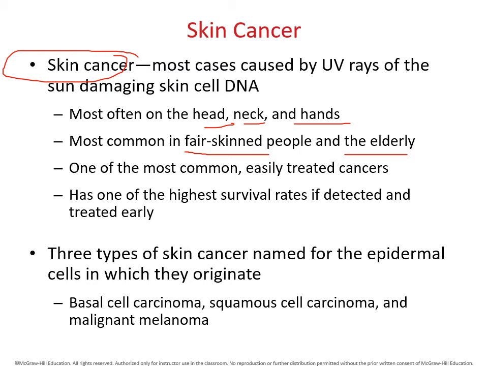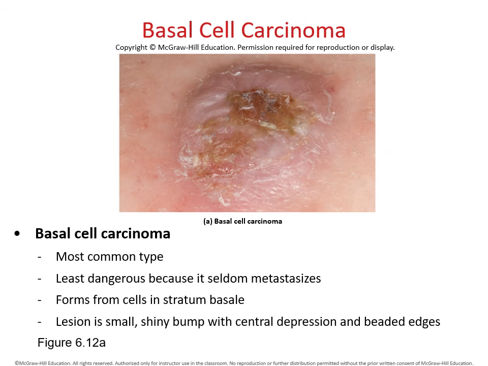I want to just take a few seconds and also show you some illustrations and talk about the three types of skin cancers: basal cell carcinoma, squamous cell carcinoma, and melanoma. And what you're going to notice is that based on the name, it will correlate to where they originate and which cells they involve. So let's start off with basal cell carcinoma.